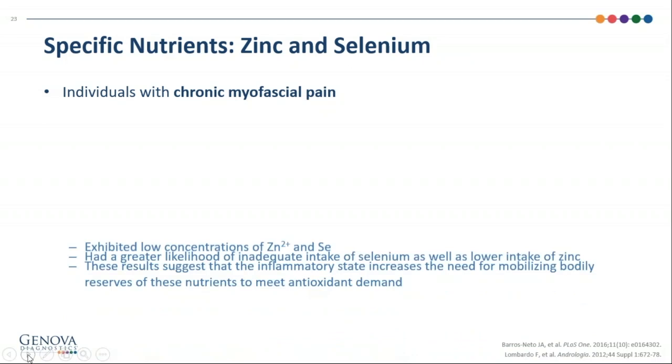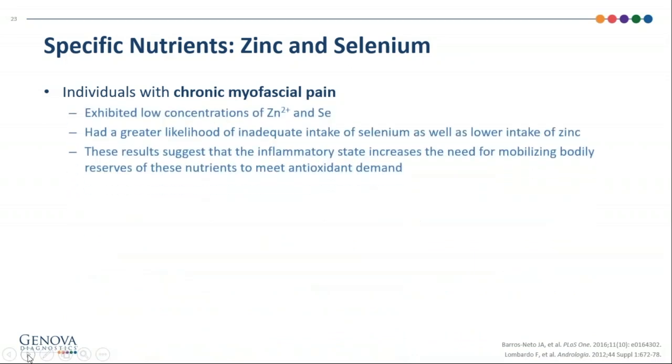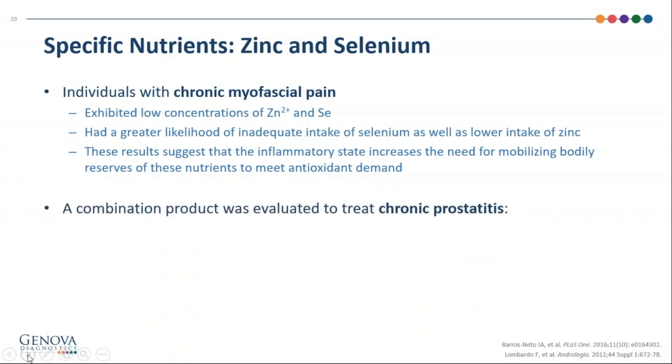In chronic myofascial pain, this study showed that zinc and selenium tended to be low, and the patients also tended to eat less foods that have high zinc and selenium. And they suggested that this was probably because the inflammatory state itself required more zinc and selenium. But remember, zinc and selenium are very important for antioxidant reduction, and more we're seeing that we need to increase our antioxidants in addition to our anti-inflammatories. They work together to decrease pain.